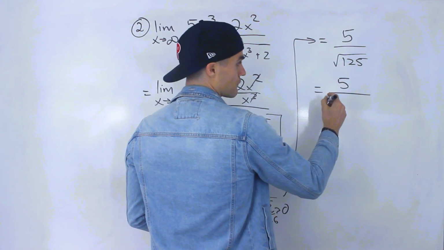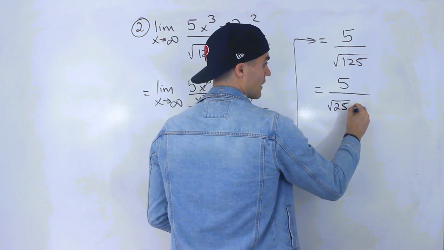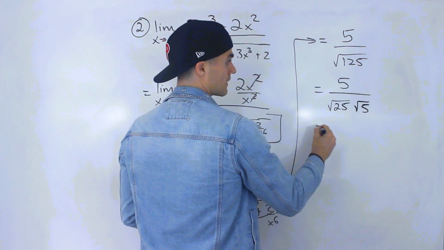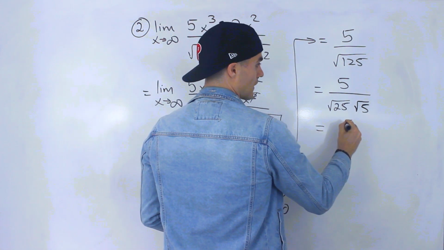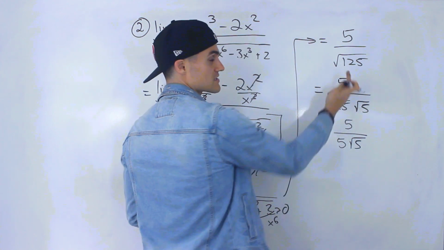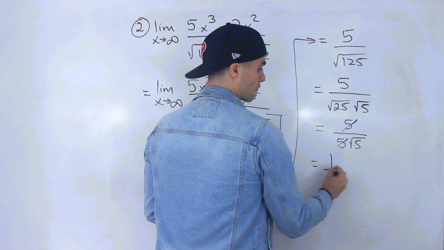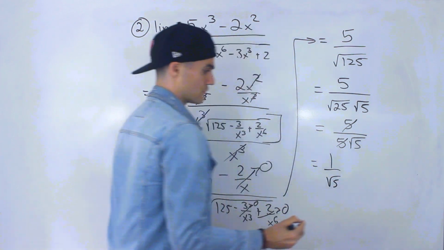And this we can simplify further. We can rewrite the square root of 125 as the square root of 25 times the square root of 5. Square root of 25 is 5. So 5 root 5 is the same as square root of 125. Notice the 5's cancel out. So we're left with 1 over root 5.